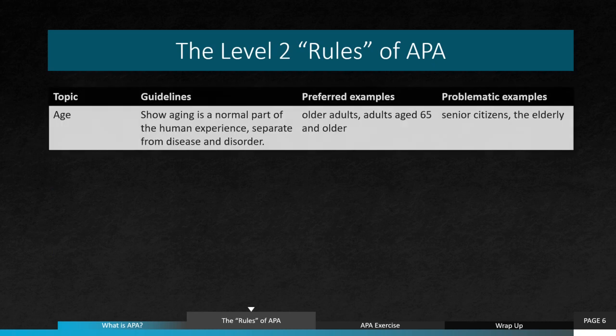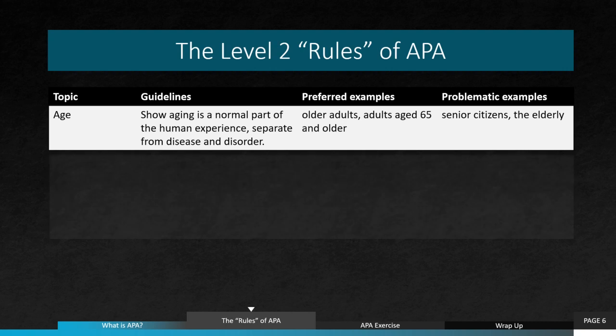Let's review 3 examples of how APA encourages a reduction in biased language from the APA Style website. We will begin with language surrounding age. The APA guidelines state that you should show aging as a normal part of the human experience, separate from disease and disorder. Examples of acceptable language include older adults and adults aged 65 and older. Examples of problematic language would be senior citizen and the elderly.